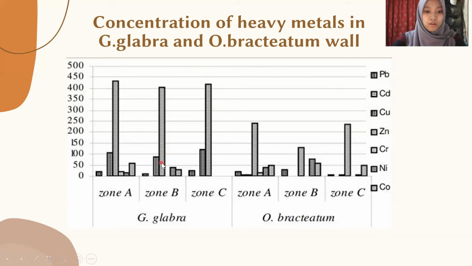And also, there is presence of copper. There is also presence of highest level of copper in G. glabra that is obtained from zone C after being tested using the atomic absorption spectroscopy. And the concentration here for the copper is 120.21 microgram per gram. And in terms of nickel, there is also the highest level of nickel in O. bracteatum plant compared to G. glabra plant. The concentration for this nickel obtained from zone B is 76.97 microgram per gram.